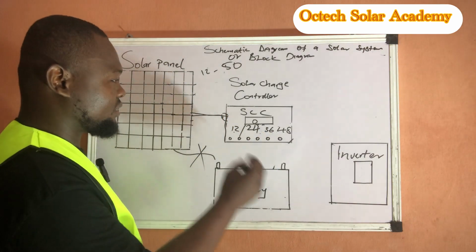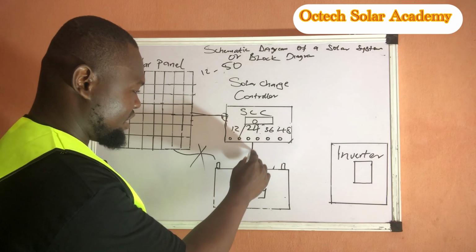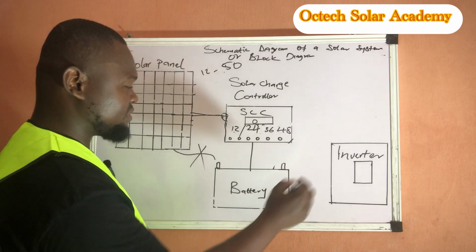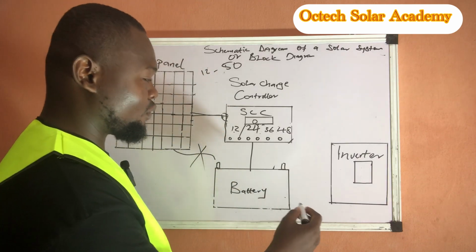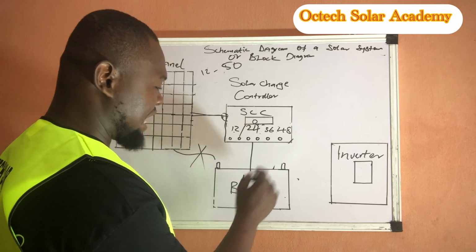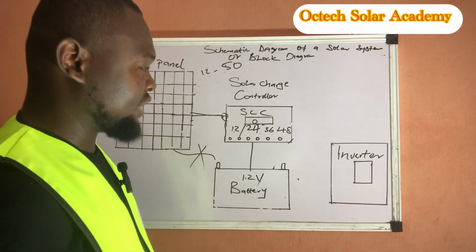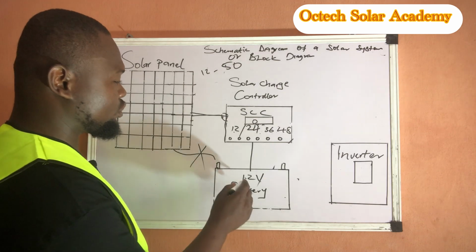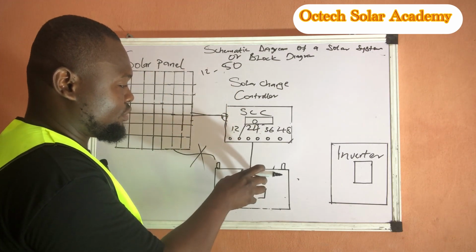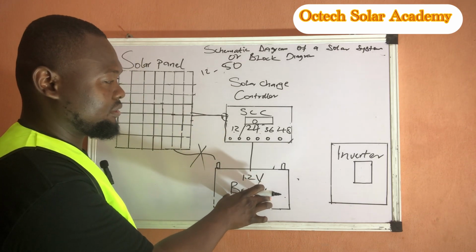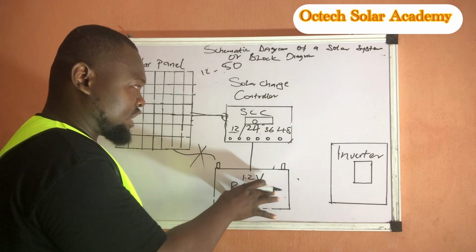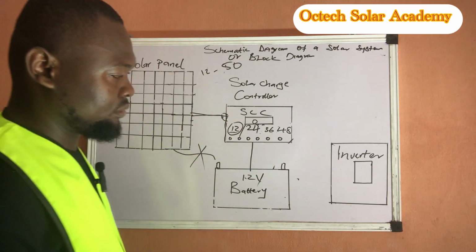Now, we have another component, which is the battery. Let's assume this is our battery. We can have a battery bank of up to 24 volts, but this is at random. By default, this is a 12-volt battery. So the work of the charge controller is to synchronize the energy that will be suitable to charge this battery, which is 12 volts.